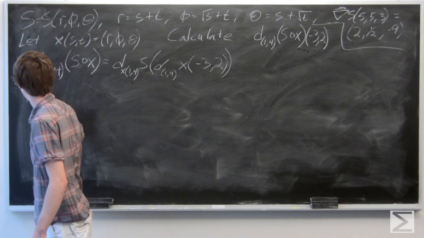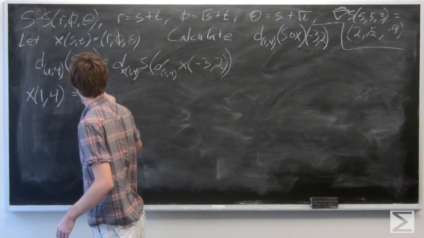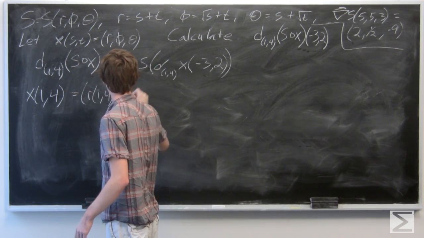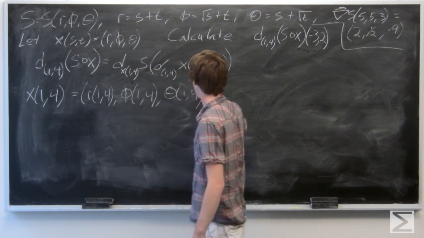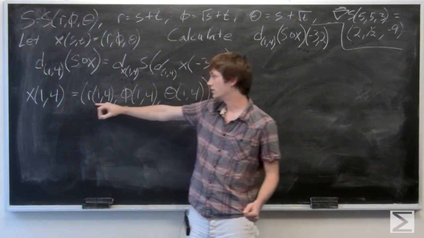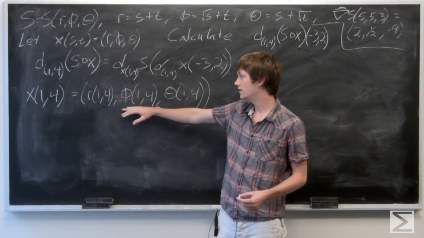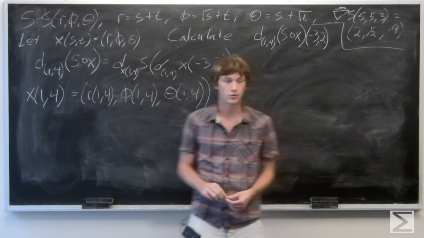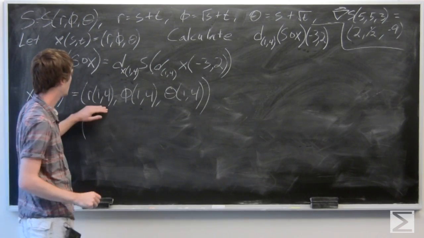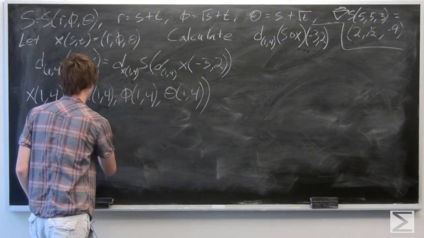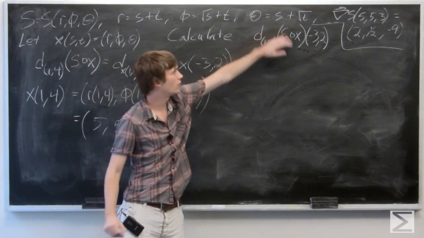So x of 1, 4 is equal to the triple r of 1, 4, phi of 1, 4, and theta of 1, 4. So we can calculate that by plugging in the values quickly. So we see that r of 1, 4 is equal to 5. Phi of 1, 4 is equal to 5. And theta of 1, 4 is equal to 3.